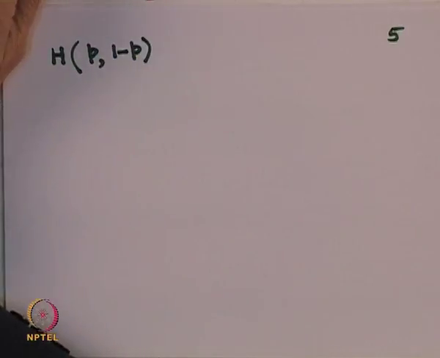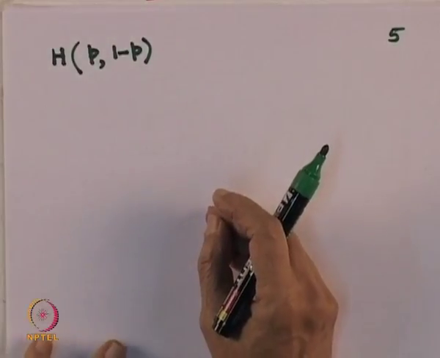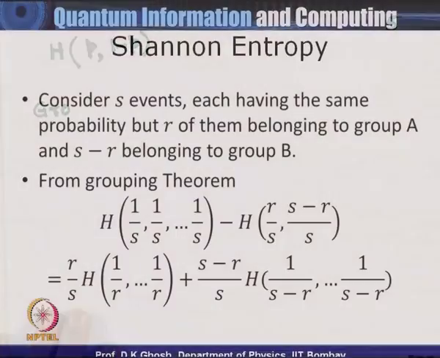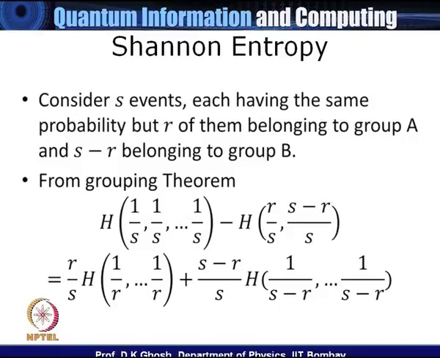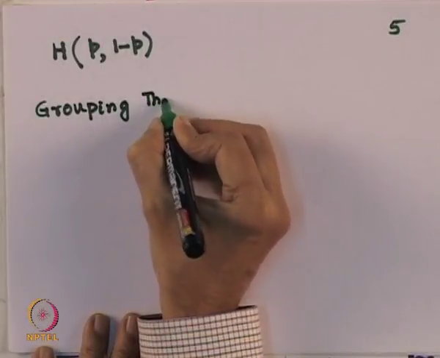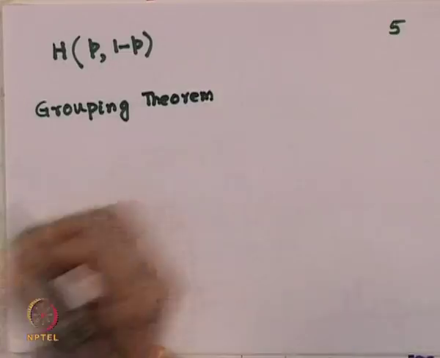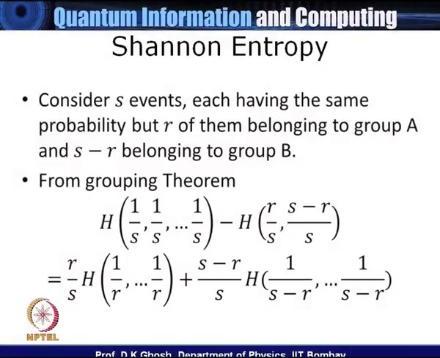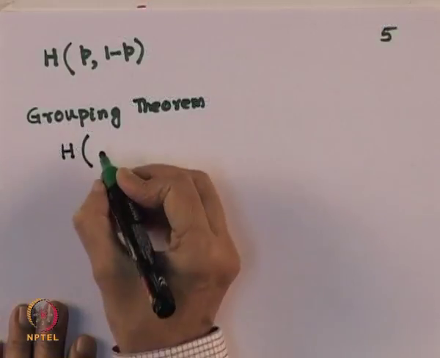Now, this quantity, you recall our definition of the grouping theorem, which I will show in the slide here. So, if you use the grouping theorem, I have just two events, one with probability p and one with probability 1 minus p. So, we say that H of p, 1 minus p, how do you write using the grouping theorem? Now, in the grouping theorem, it shows like this.